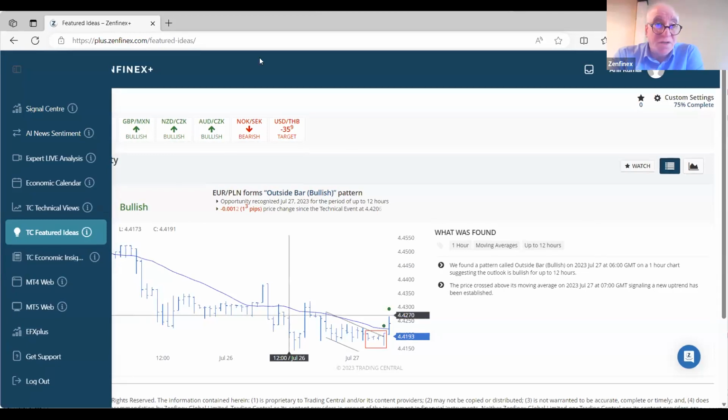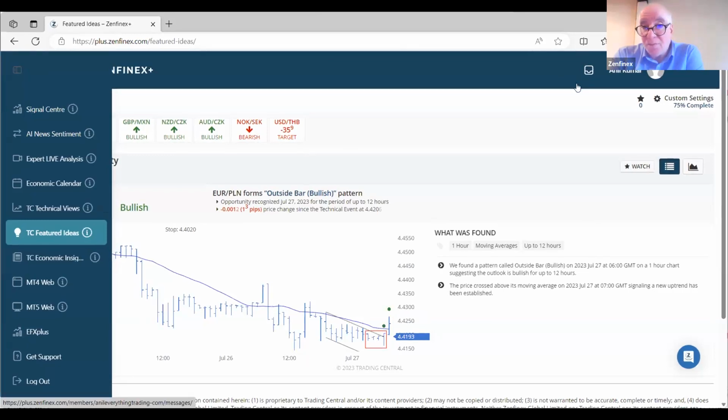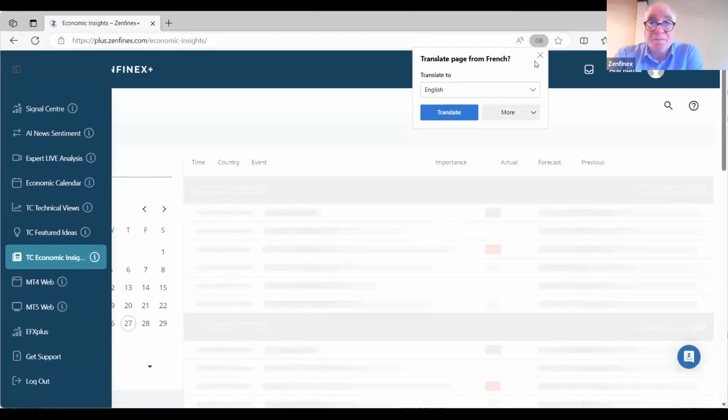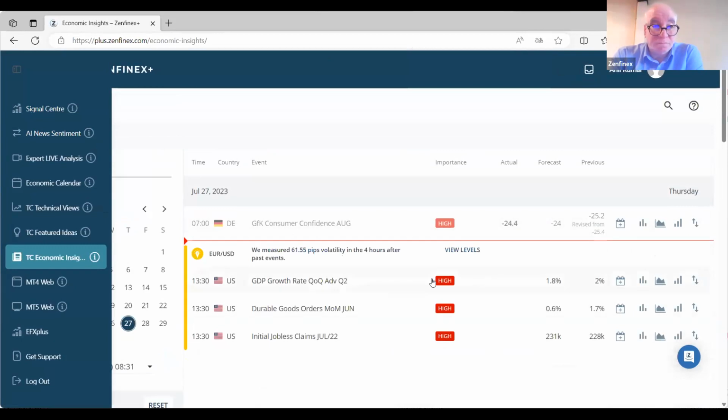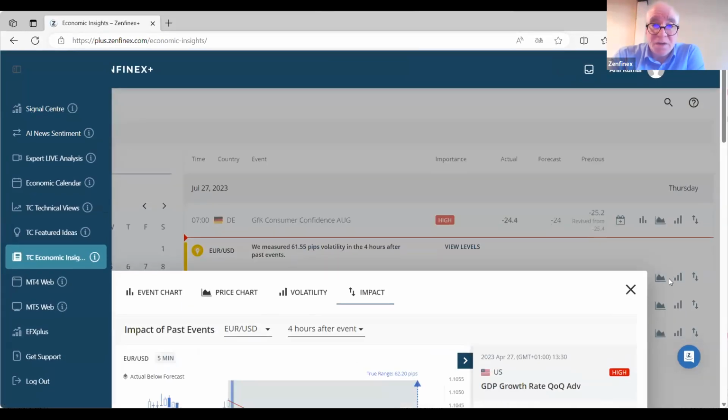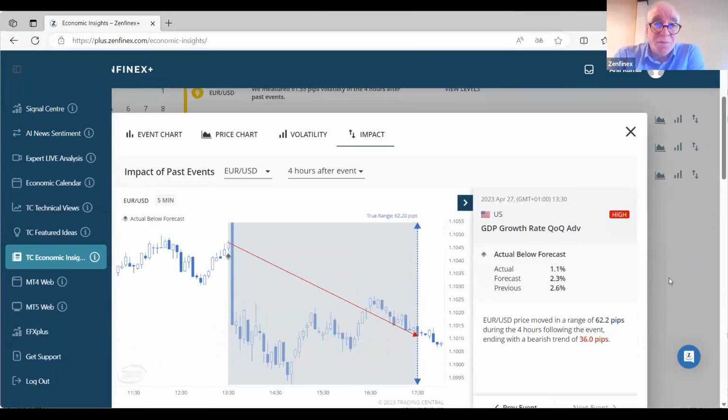I'm just going to check to see if there's any questions. I don't see any here at the moment. And the last one is this pretty cool economic insights calendar, which there is a video, and some of my previous webinars will show you how to use this and how I utilize some of these tools. I don't actually have time today to go through them, but once you've signed up, leave a message for me and I'll happily help you along your path.